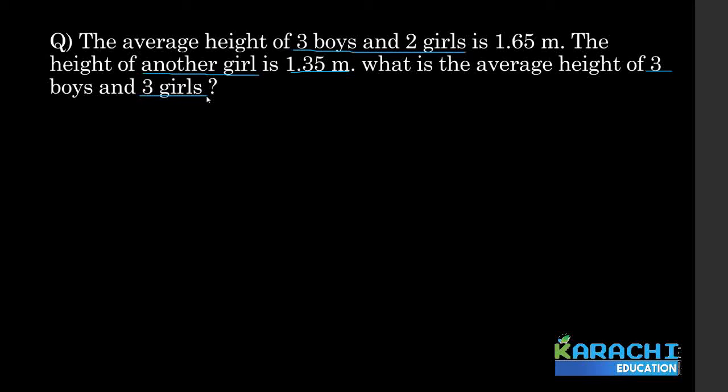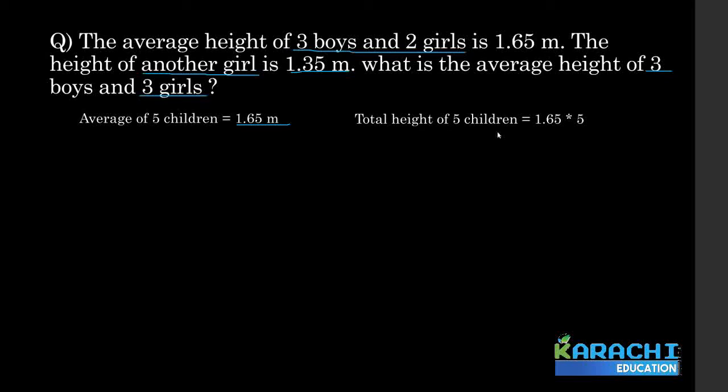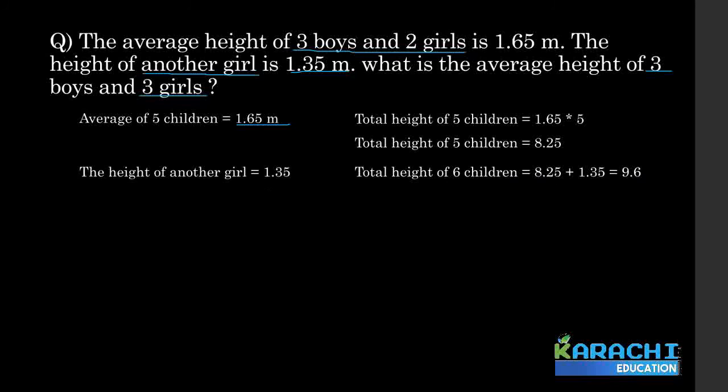Let's look at the solution. Average of 5 children, average height is going to be 1.65 m, as we all know. So we will find the total height of 5 children. 1.65 multiplied by 5 is going to be 8.25. The height of another girl is 1.35 m. So the total height of 6 children is going to be the height of 5 children plus the height of the girl, 9.6.